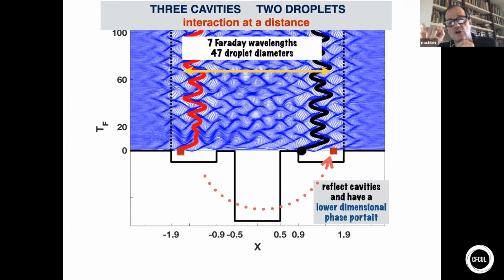So here I have the droplets 7 Faraday wavelengths apart. That's already more than seen in the laboratory by both the French and MIT groups in a paper where they show that droplets can interact and fall into orbits if they're 3 or 4 Faraday wavelengths away. Here it's 7. Okay, and then I'm going to reflect, and let me show you what happens.